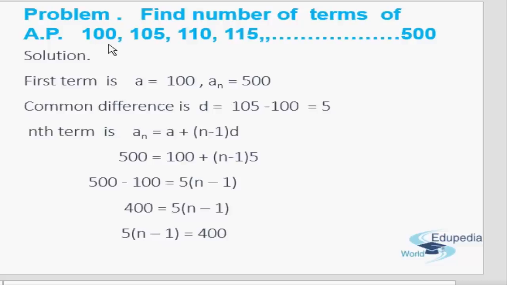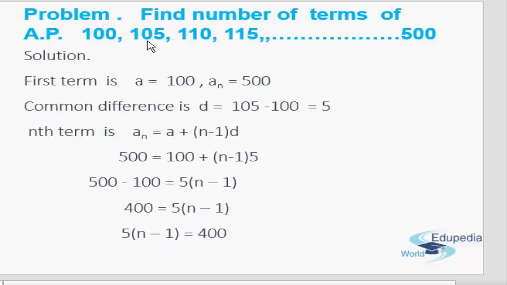So the way to find out that is through subtraction. We basically subtract the first term from the second one. We subtract 100 from 105, we get the answer to be 5. We subtract 105 from 110, we get the answer to be 5. 110 from 115, we find out that the difference between these two terms is 5. We know another thing from this arithmetic progression, that the last term is 500.